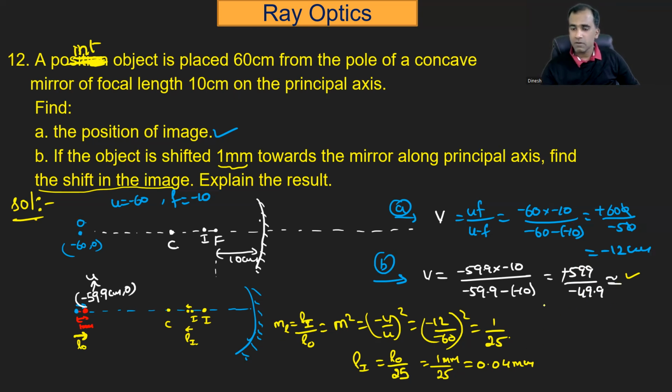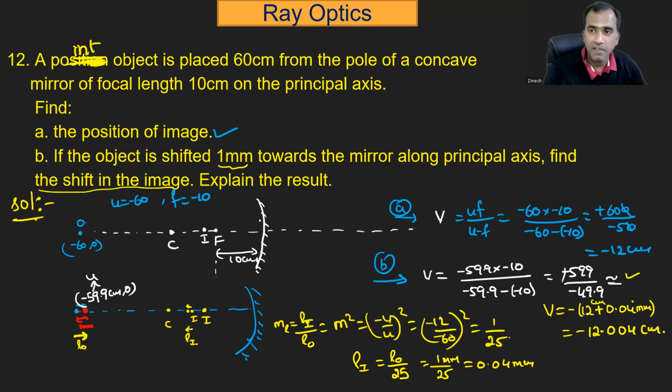So if you want the image position, it will be minus of 12 plus, because it moves this side, 12 plus 0.04 mm. So it's 0.04 mm, 12 centimeters plus 0.04 mm. So let's convert them into the same units, then it will be 0.004 centimeters. Fine. I'm moving on to the next one.